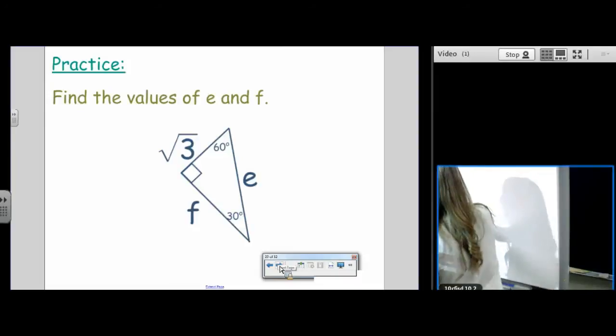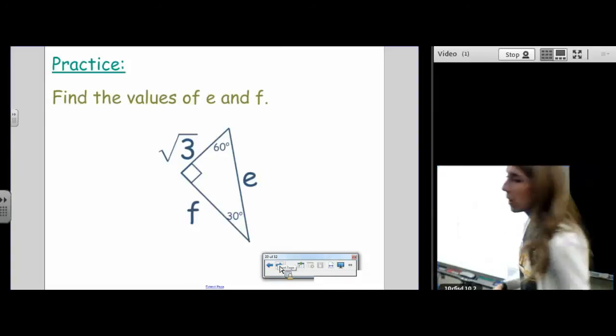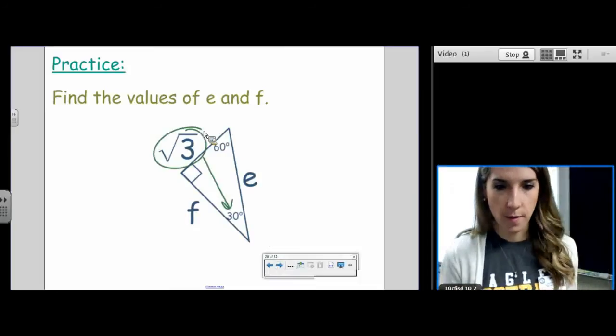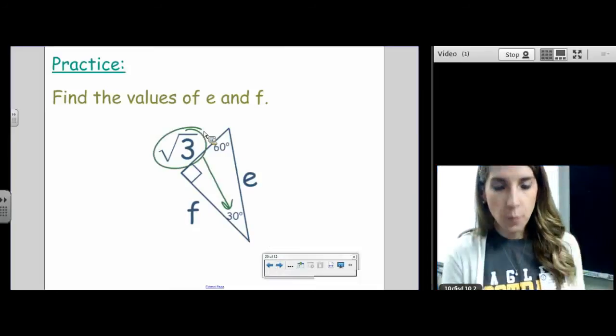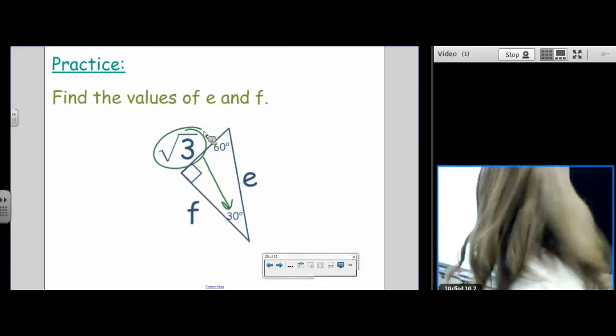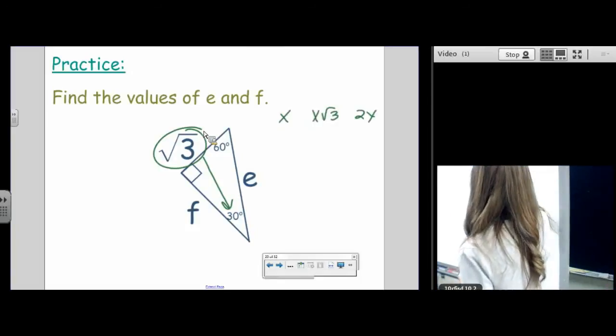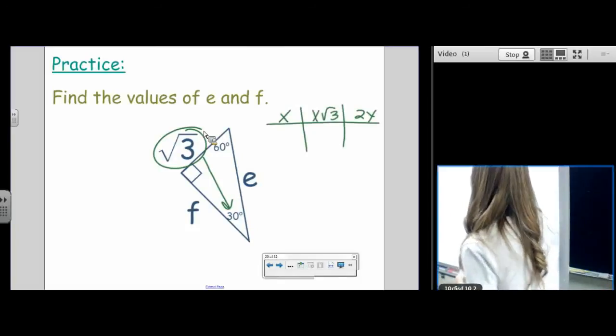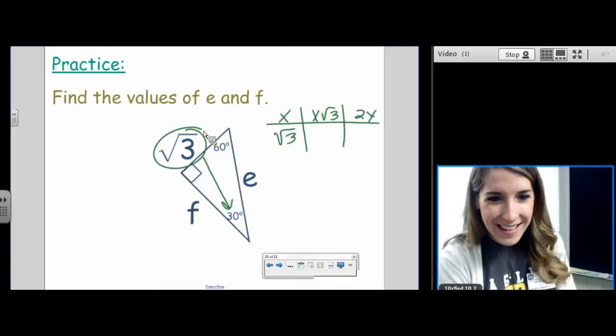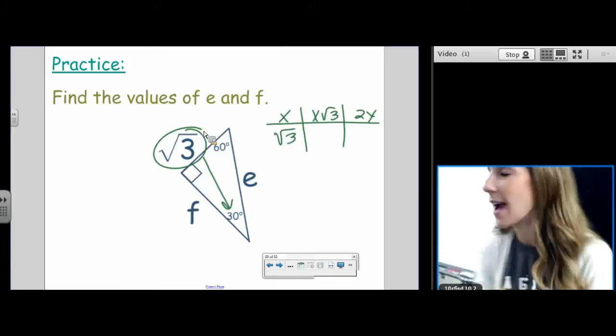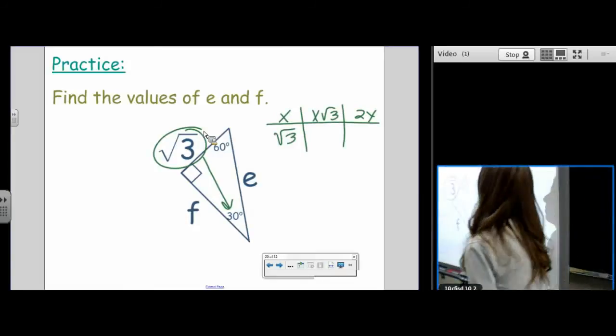This is our x, right? Because it's across from 30. What do I have, and what is it across from? Root 3 is our x, so this one's a little bit different. Normally, we wouldn't put that one in that column, right? But root 3 is our x, so we have to be careful. I'm going to do what the table tells me to do.